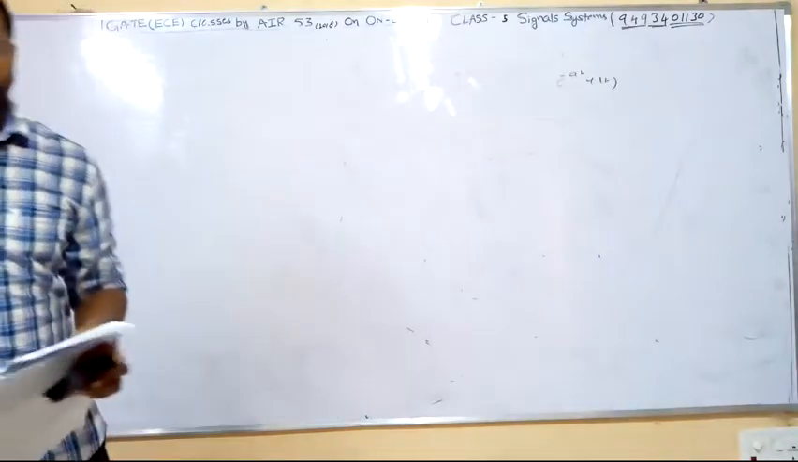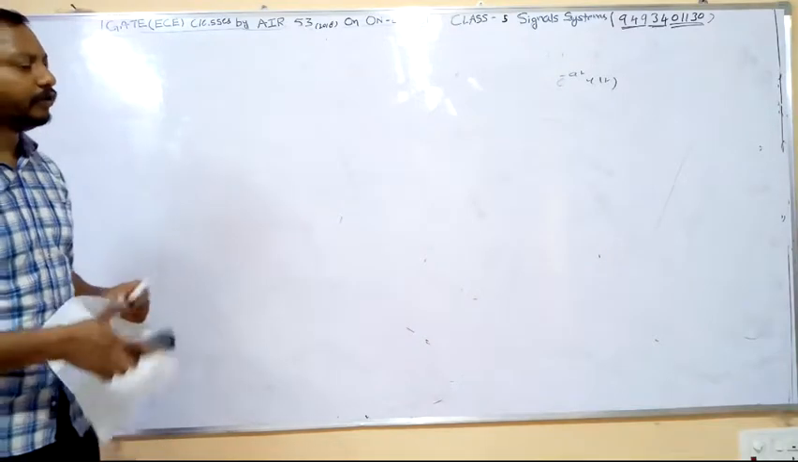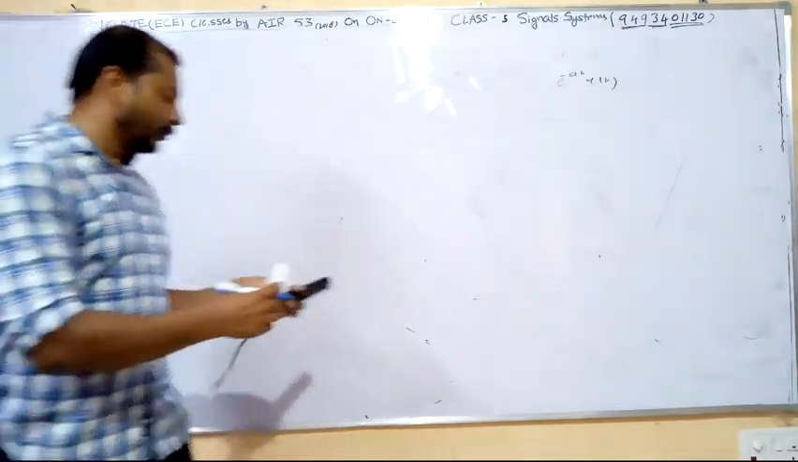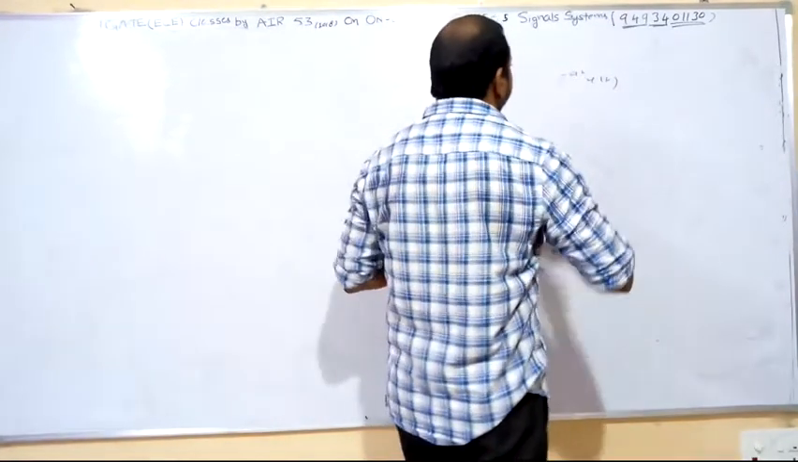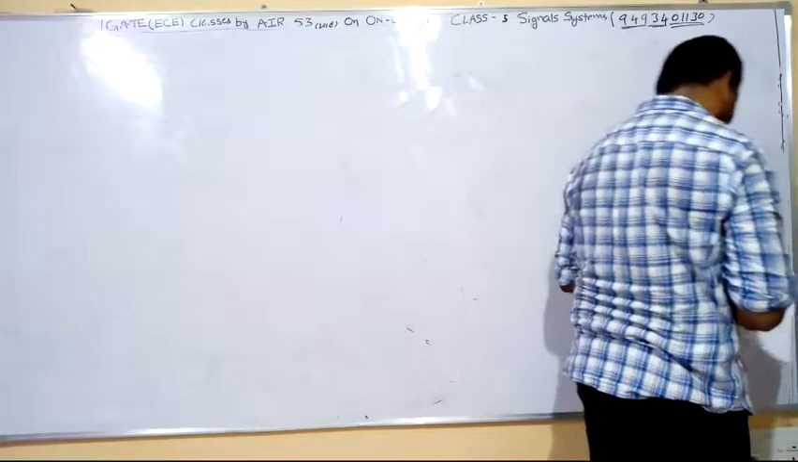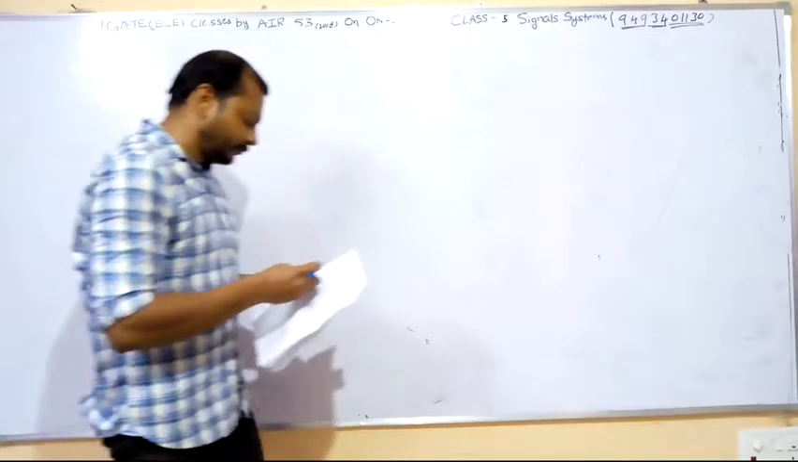Whose output is having 50% of the energy of the input? Then what is the value of A by B?